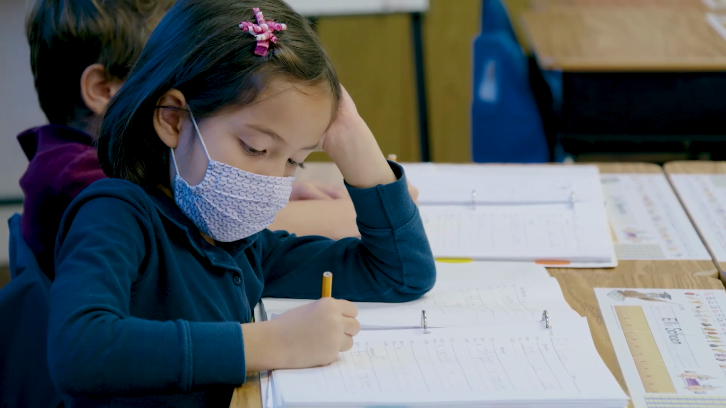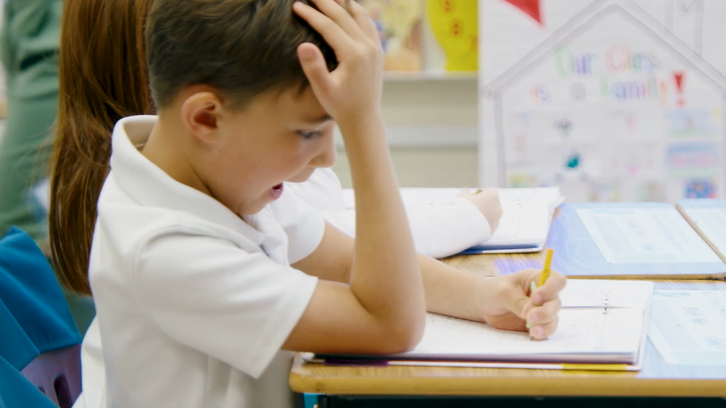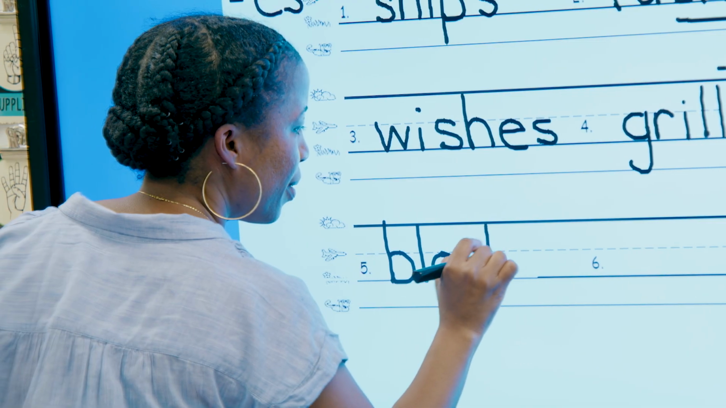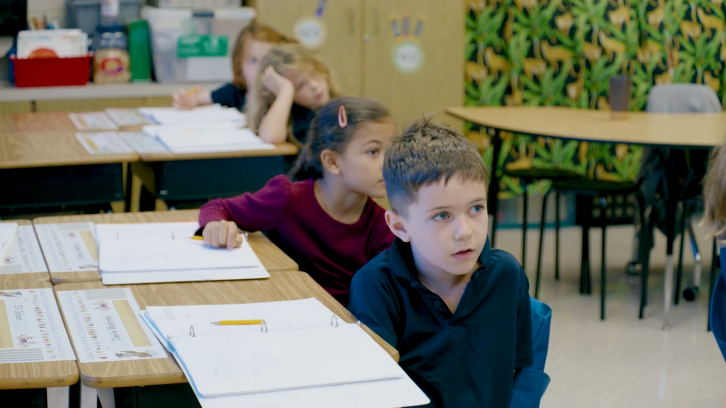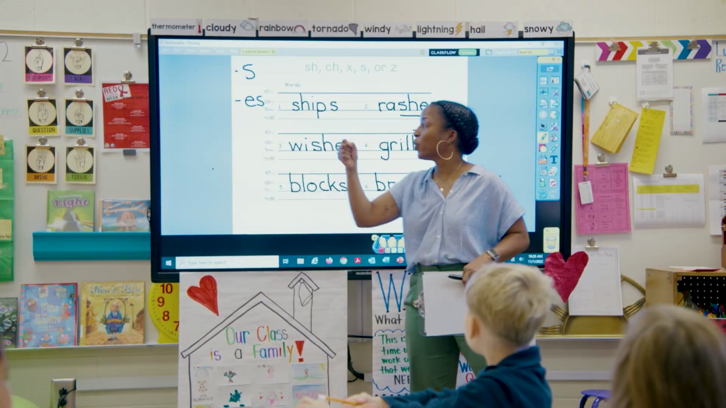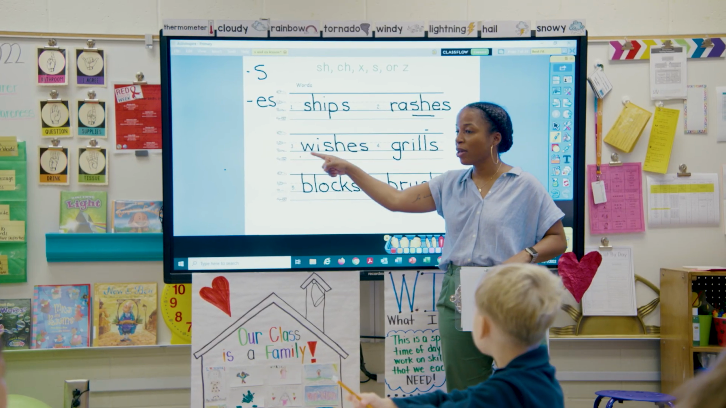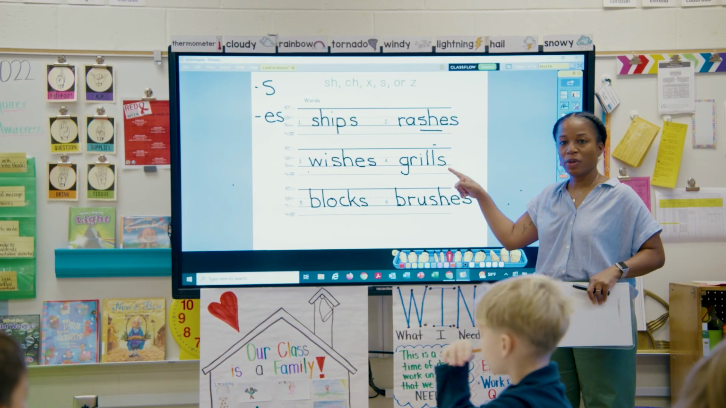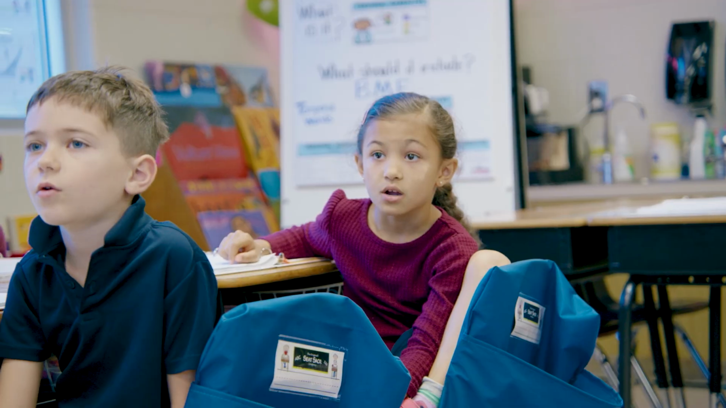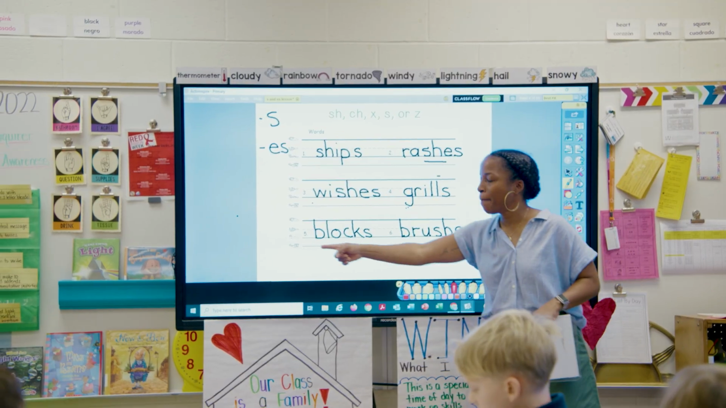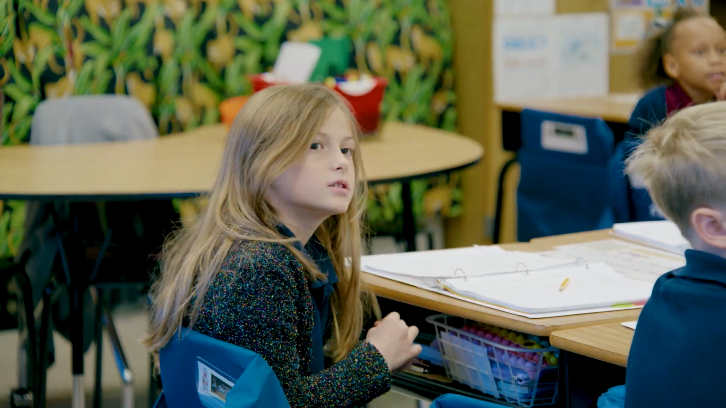Next word. And after the heavy lift of dictation is done, it's time for the final step of the lesson for these first graders, celebrating their work by reading what they wrote. Okay, friends, we're going to go ahead and read back. First word. Ships. Good. Next word. Rashes. Go ahead and read this one for me. Dishes. Girls. Well, let's try this again. Grills. Everyone? Grills. Good. Locks. Brushes. Very good.